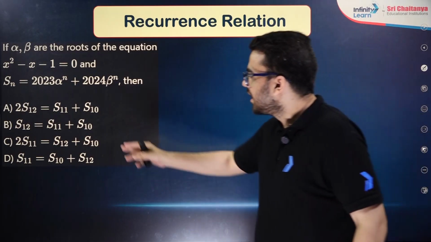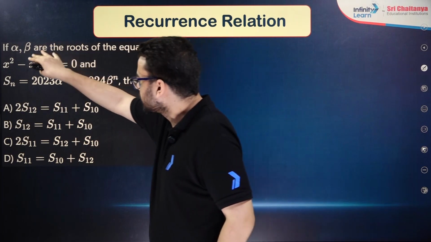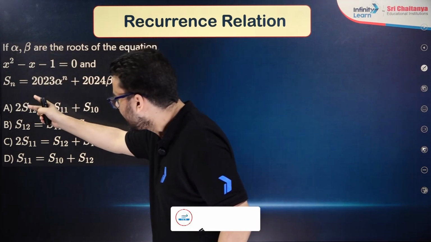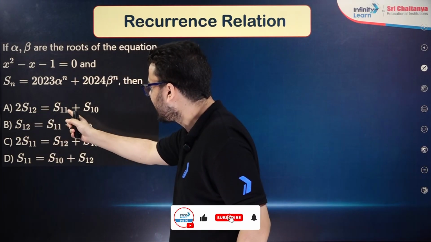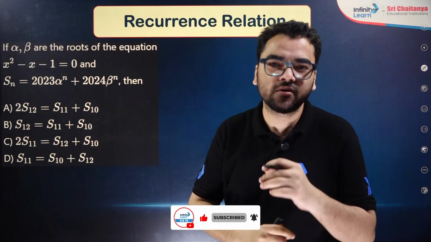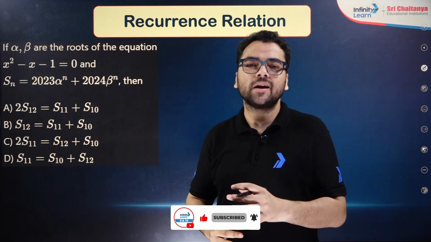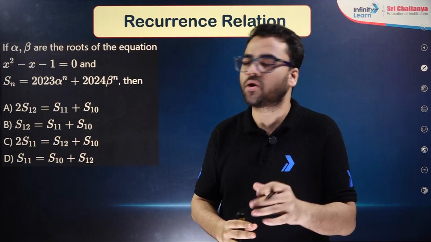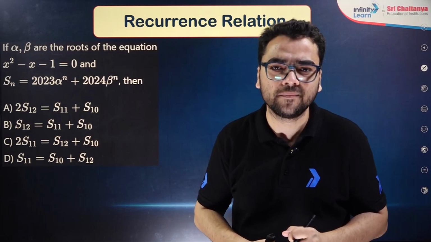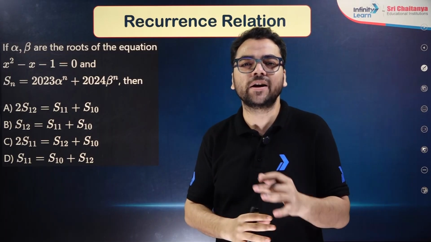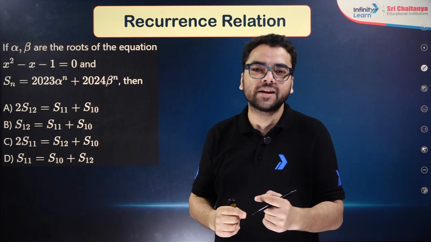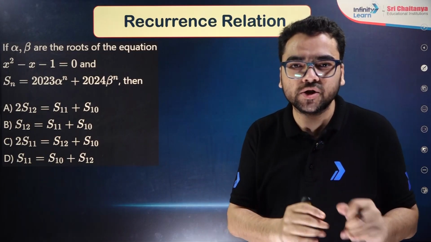So over here, you have got this quadratic equation and Sn is given over here. Then you have to find the relation between S12, S11 and S10. Now you see in this type of question, if you will use any other method, like if you will try to find the values of alpha and beta, where alpha and beta are the roots of this equation, and you'll try to plug in over there, it will take too much of time. That's not required. So what we will do in that case, we will use the actual equation for it.